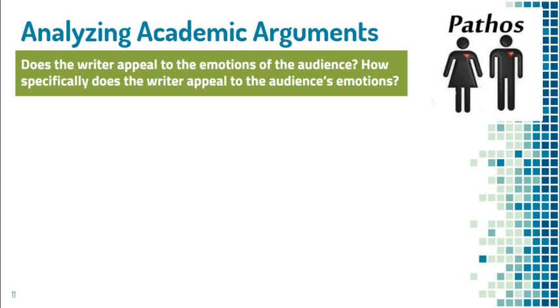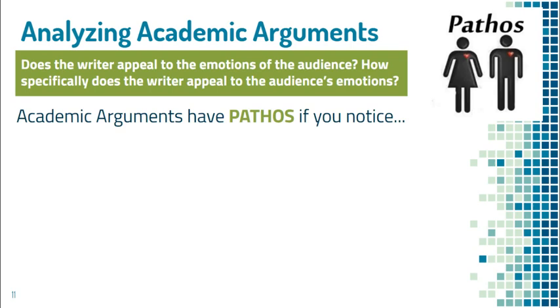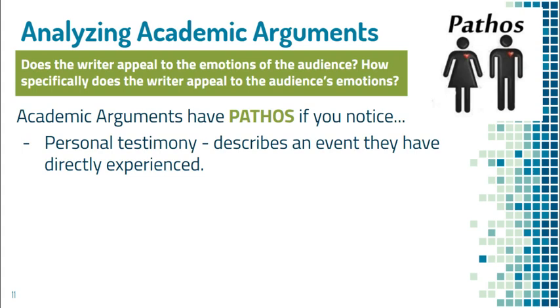When identifying whether a writer has used pathos in an academic argument, consider how the writer has used pathos. Has the writer given a personal testimony, which is when the writer describes an event they have directly experienced? When a writer does this, he or she likely intends the personal testimony to be representative of a general tendency. When you see a personal testimony, ask yourself, is it effective at representing a general tendency?